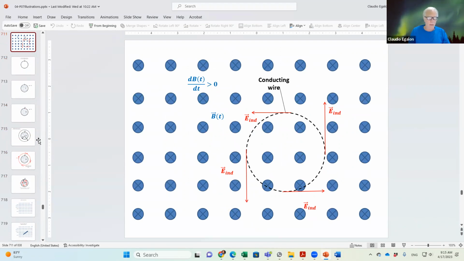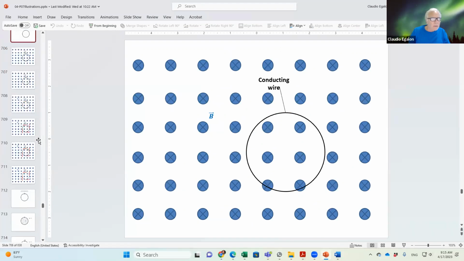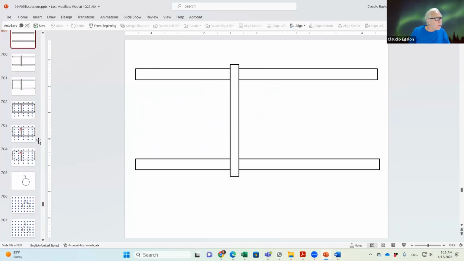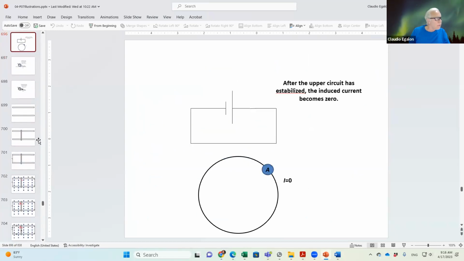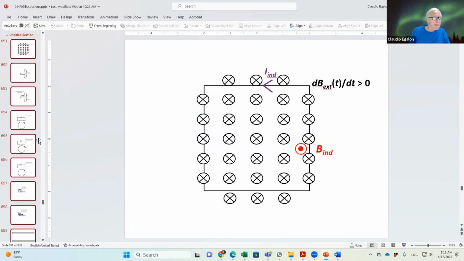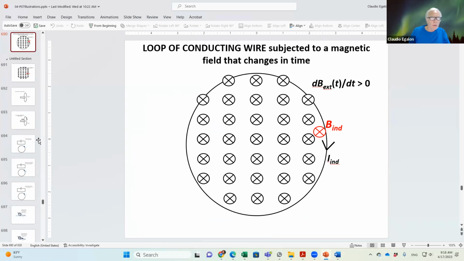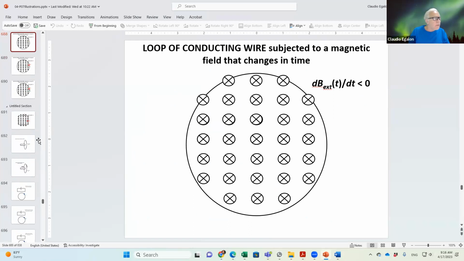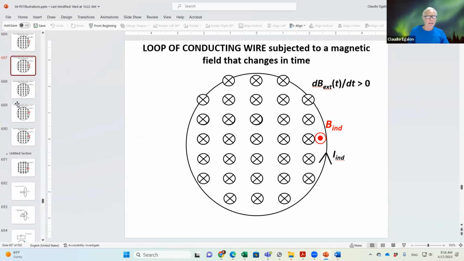Let's see. Should be a little bit more up. Oops. Yeah, here you go. Should be this one. No. VBDT. Wait a minute. Let's see here. Yeah. Okay. Should be this one. Something like that.